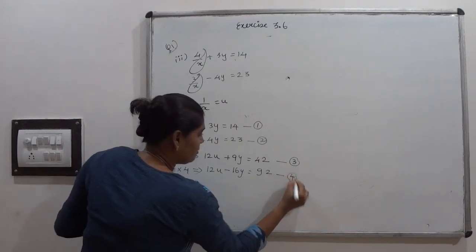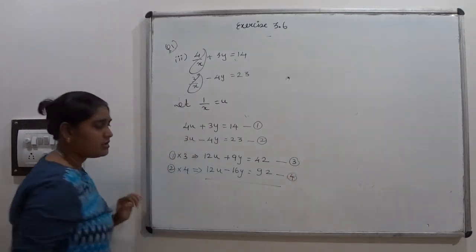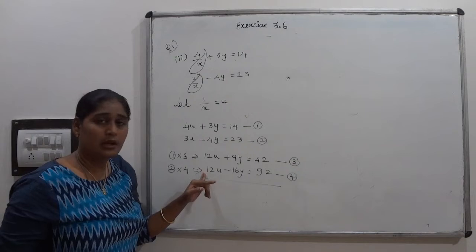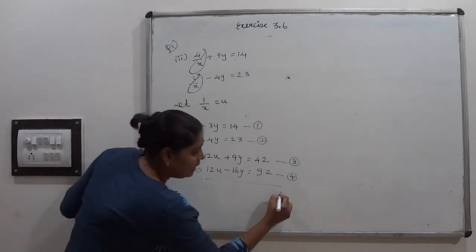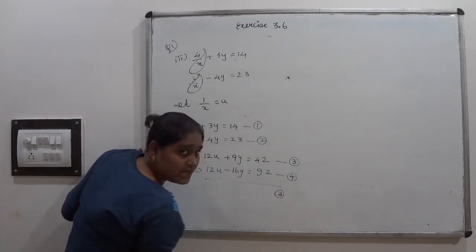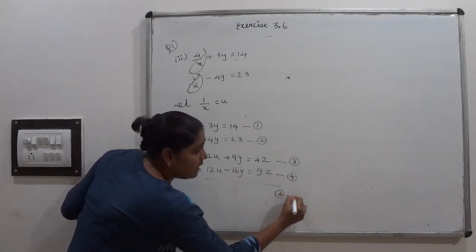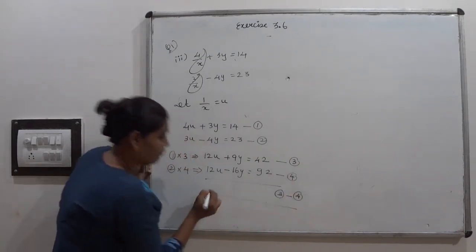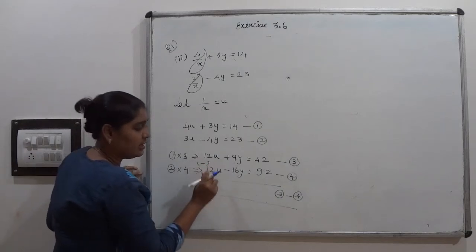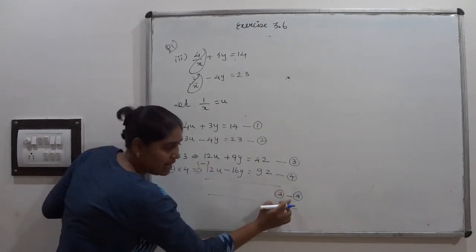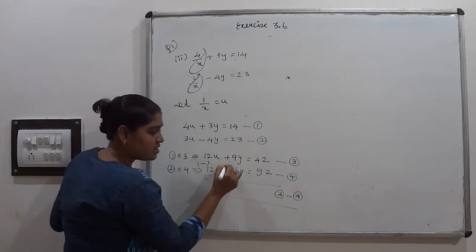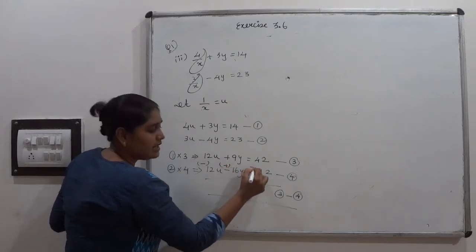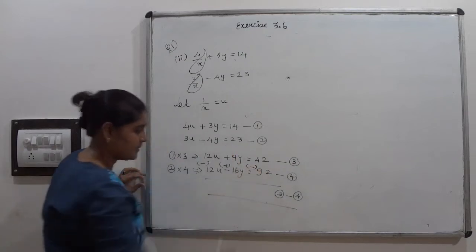This is equation number 4. See, here also 12, here also 12. So we can eliminate this y variable by subtracting these equations. Equation number 3 minus equation number 4. So I have to change the sign in equation number 4 only, because minus 4 is there. So plus sign changes into minus, minus sign changes into plus, minus, plus changes into minus.